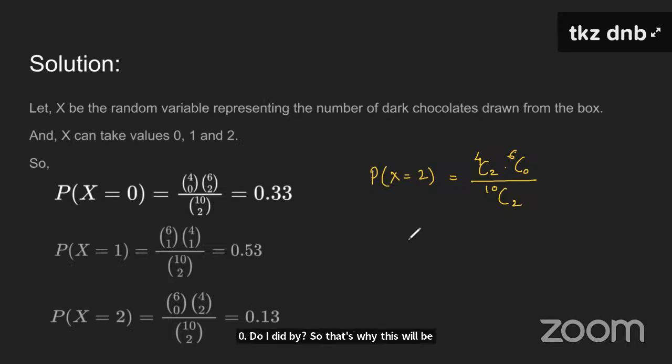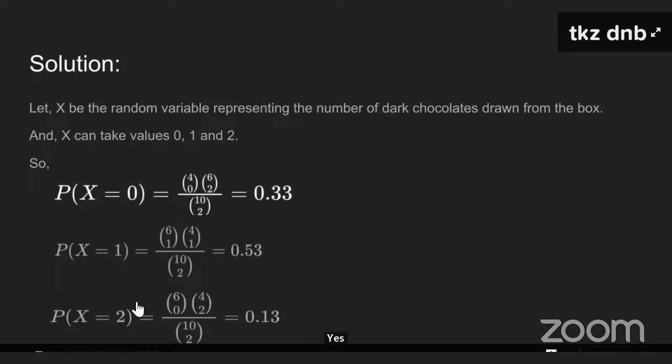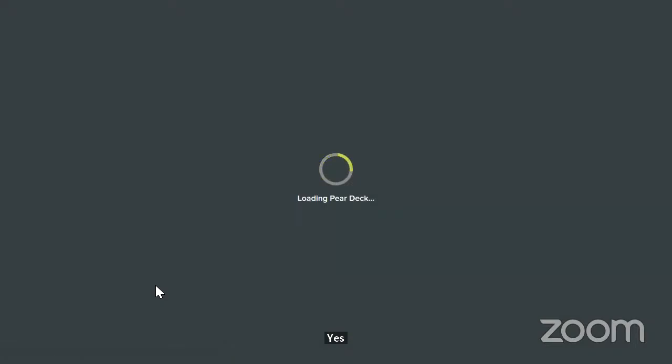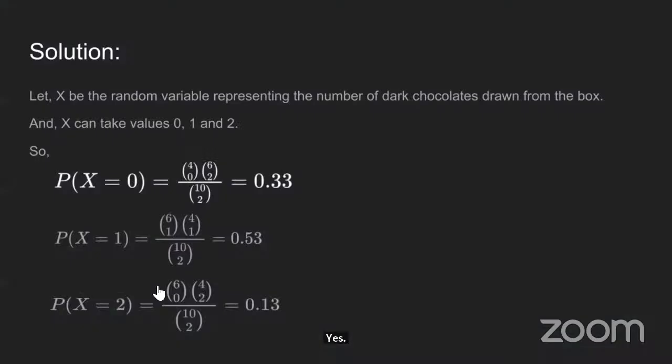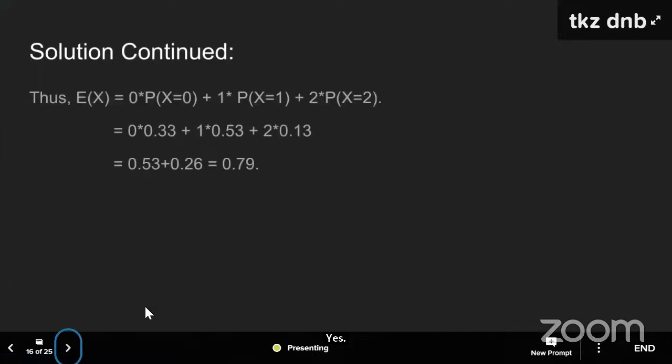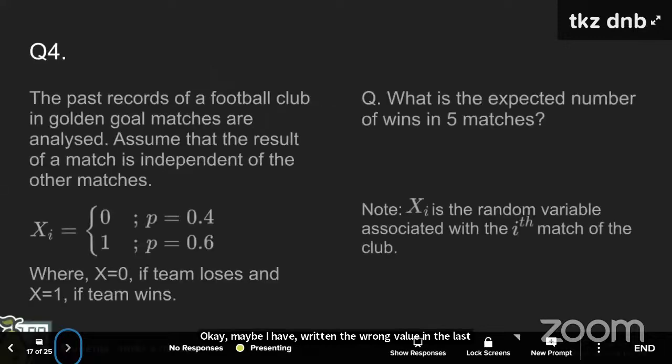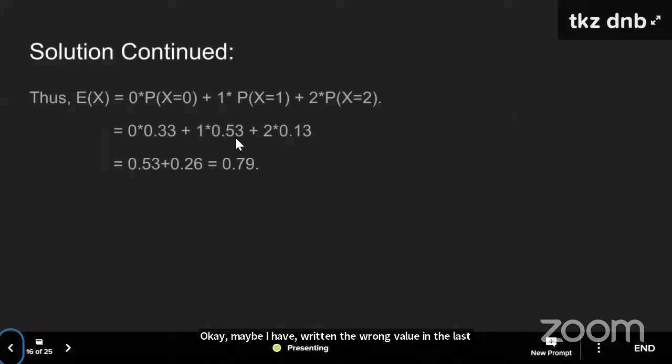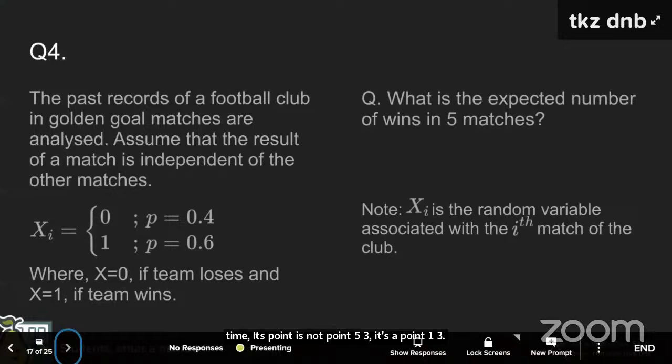Okay, maybe I have written the wrong value last time. Probability of x is equal to 2 is not 0.53, it's 0.13. It was the probability for x is equal to 1.